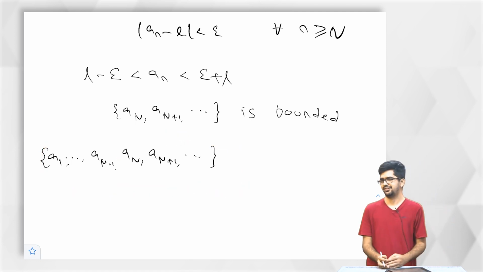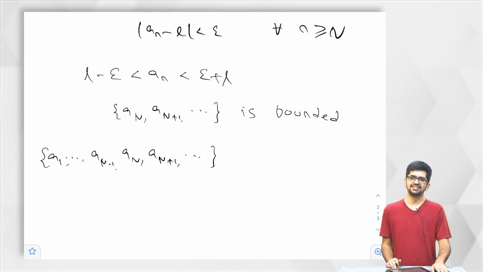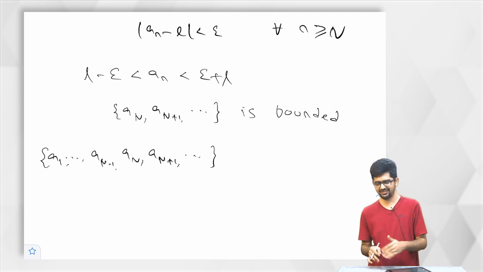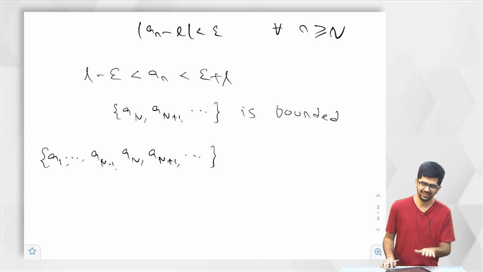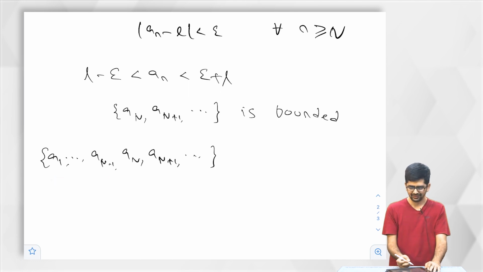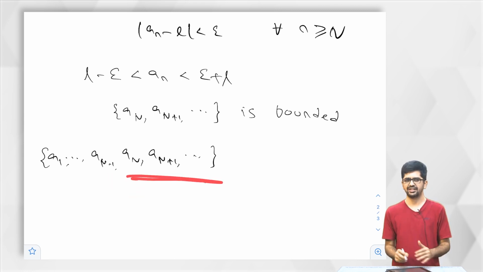Now I have said this previously also, finite sets are bounded. If you have not checked it yet, pause the video here, check it, then come back. When you try to prove that it is bounded, as a consequence you will also see that if I add a finite set to a bounded set, the result is still bounded.